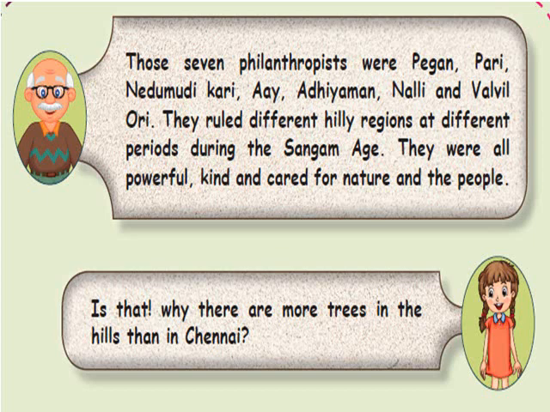Those 7 philanthropists were Pagan, Pari, Nedumudikari, Adiyamman, Nalli, Valvil Ori. Who are they? Pagan, Pari, Nedumudikari, Adiyamman, Nalli, Valvil Ori. We will learn the spellings.